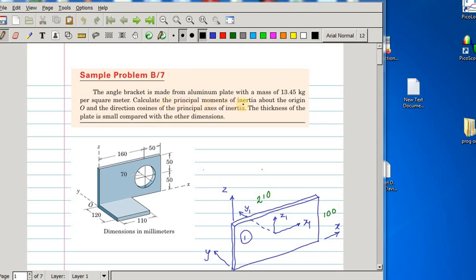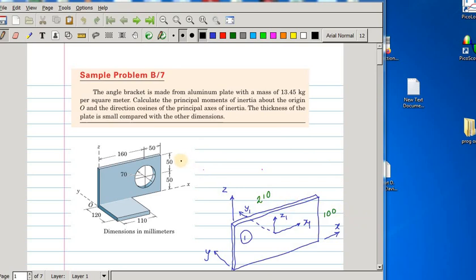Calculate the principal moments of inertia about the origin O. So we have to calculate the moments of inertia about this O, about this X, Y and Z, and also you have to find out the direction cosines of the principal axes of inertia. The thickness of the plate is small compared to the other dimensions.